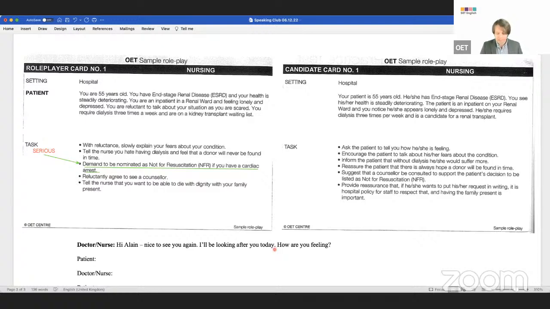We see him regularly. Just going to use the name. It's okay to say, nice to see you again. You're seeing him every day. It's friendly. Okay. Then he asked me how I'm feeling.